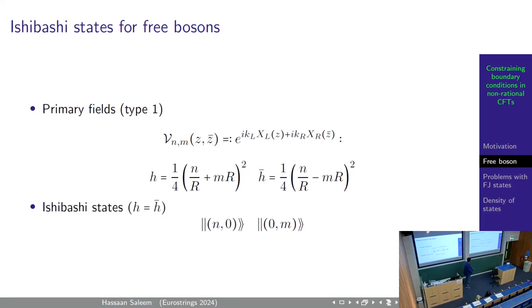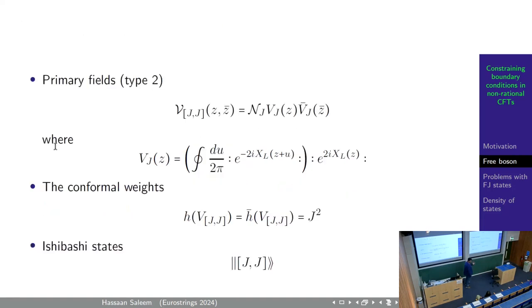Okay. So the other type of primary fields that we have can be written something like this, right? And I have written these primary states such that their conformal weights agree on the holomorphic and anti-holomorphic sides. Since they are already spin 0 because their conformal weights match, the Ishibashi states can just be written like that. Okay. So what are the boundary states for the compact free boson?